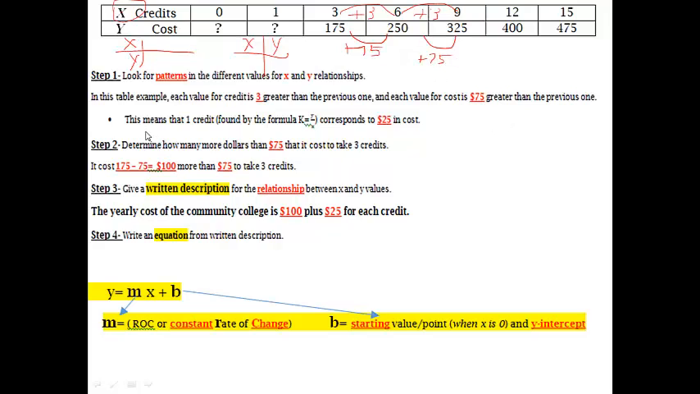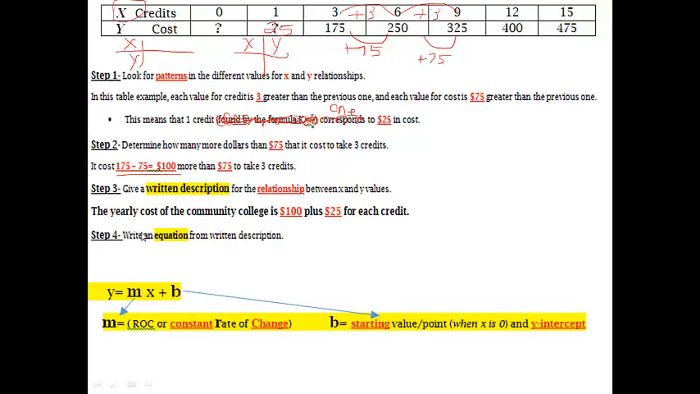Okay? So this means, and I want y'all to mark this out on your paper, that the cost for 1 credit is $25. So 1 would equal, well, $25. So we know that 1 is to 25. Now, determine how many more dollars than 75 it costs to take 3 credits. So it costs 175 minus 75 equals 100 more than 75 to take 3 credits.